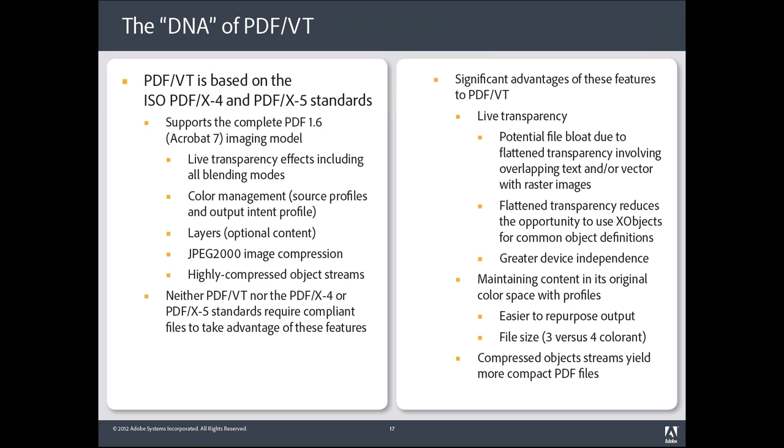PDF X4 and X5 support the complete imaging model. We heard seven minutes worth of this before. Includes live transparency, color management, layers, what we call optional content if you want it, JPEG 2000 image compression, and also very important is that beginning with PDF 1.5, which was Acrobat 6, we had something known as compressed object streams. And things that aren't images that are compressed like JPEG or JPEG 2000 were much more highly compressed in PDF, starting with PDF 1.5 than they were in previous versions of PDF.